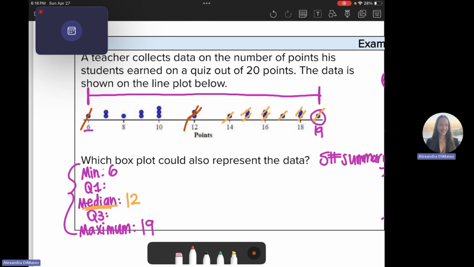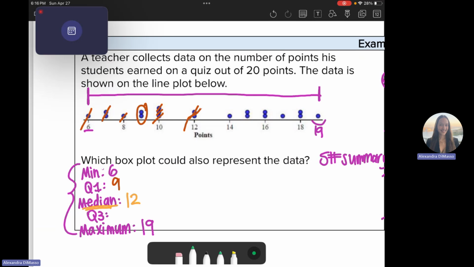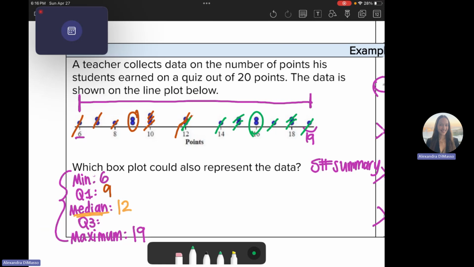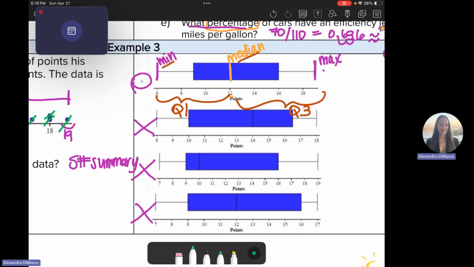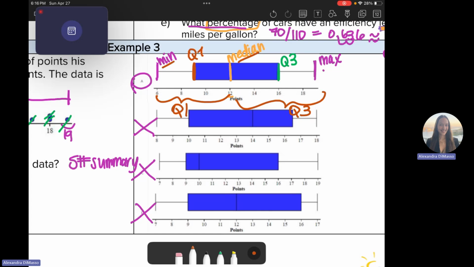Look at that. The 2 of them are in between. I'm at 9 for my quartile 1. Then I'm going to do the exact same thing for my quartile 3, just crossing them off one by one. So 12 is gone, 19, and so on. I'm left right here at 16. So my quartile 1 is at 9, and my quartile 3, right here, is at 16. So A is the correct answer for my box and whisker.